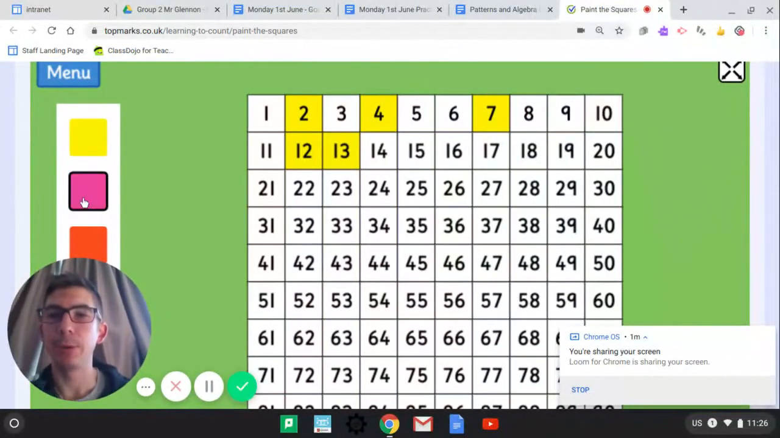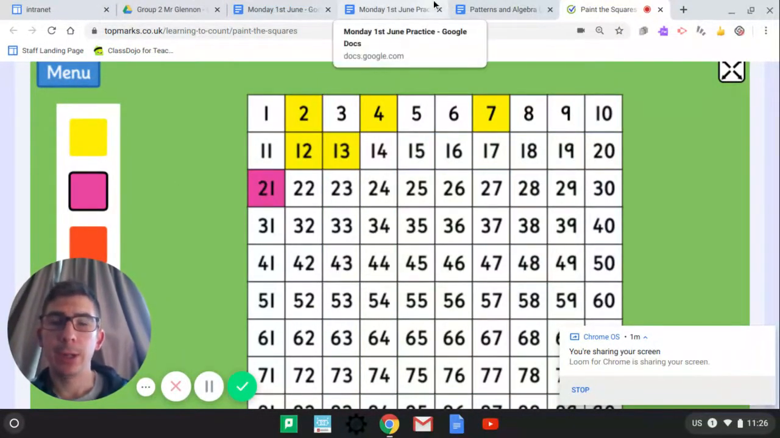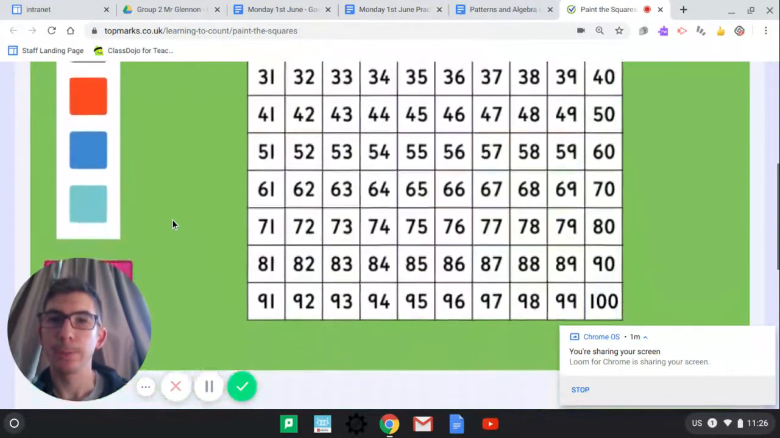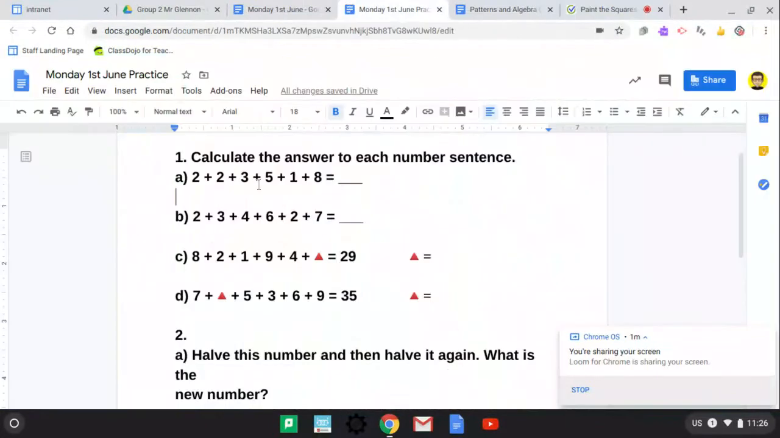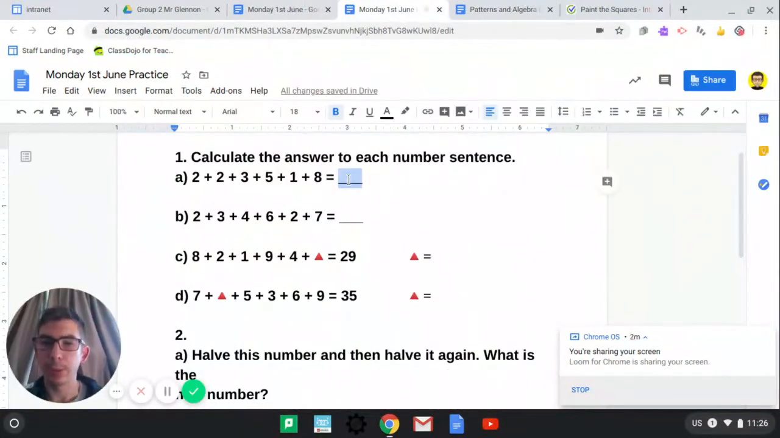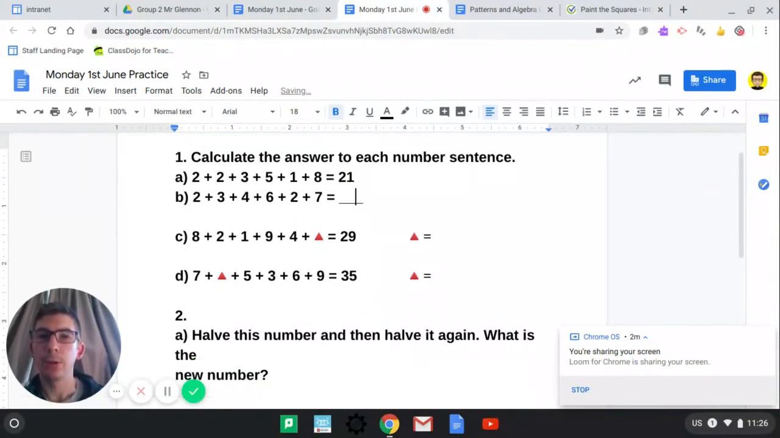My answer, I'll put it in pink, is 21. And that's just how you can use your number square to figure out those questions. So I'm just going to go back and pop in the answer being 21. I'm not going to show you how to do that for B, because I think you guys can crack on with that and do it yourselves.